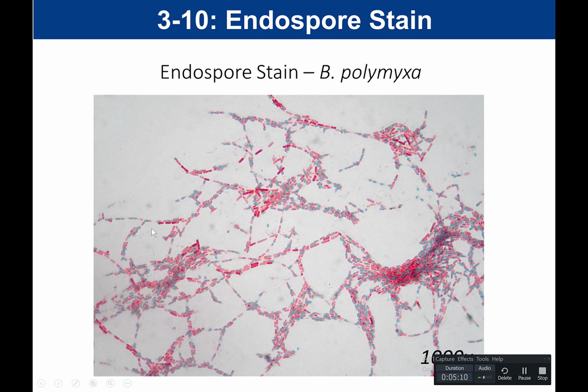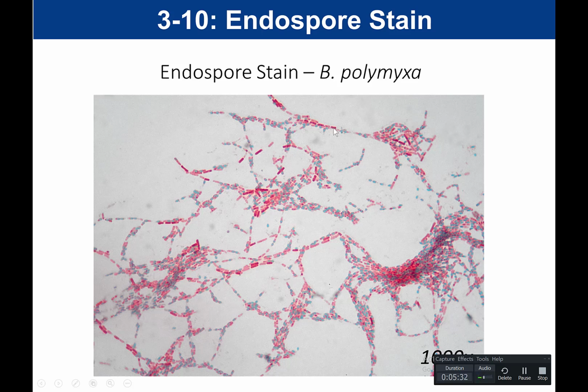You should be able to recognize a picture as being an endospore stain. You don't have to memorize that this was Bacillus polymyxa. You're going to use the example organism of Bacillus anthracis. That's the one you want to study. So you don't need to know which organism produced the slide.